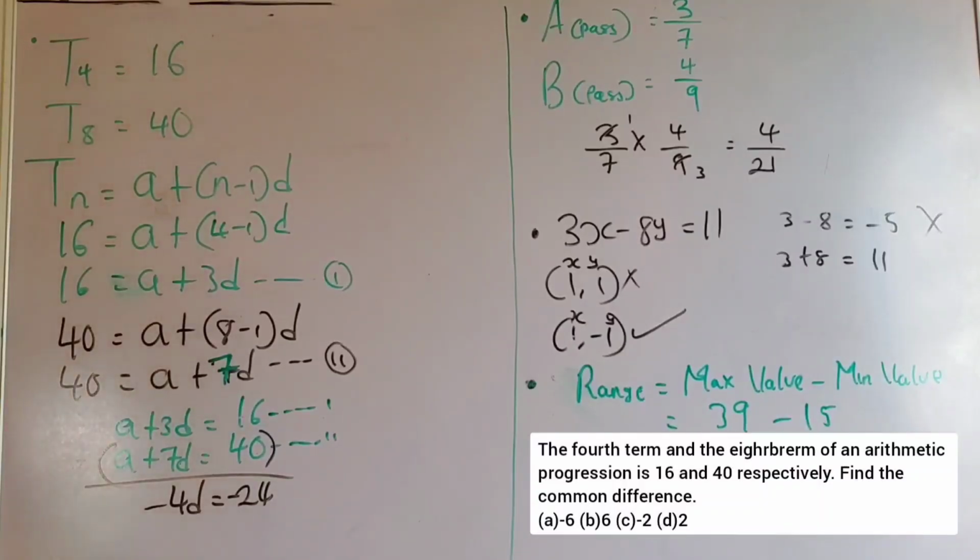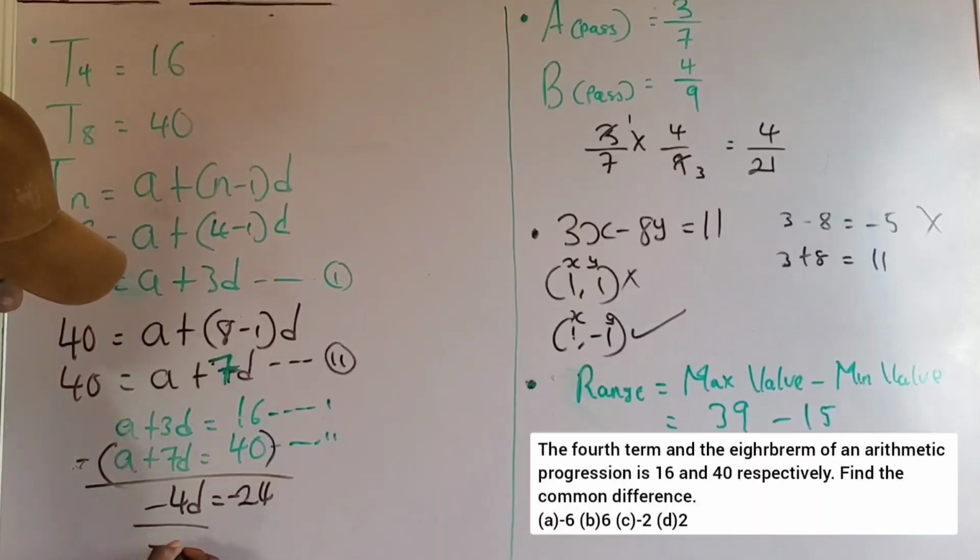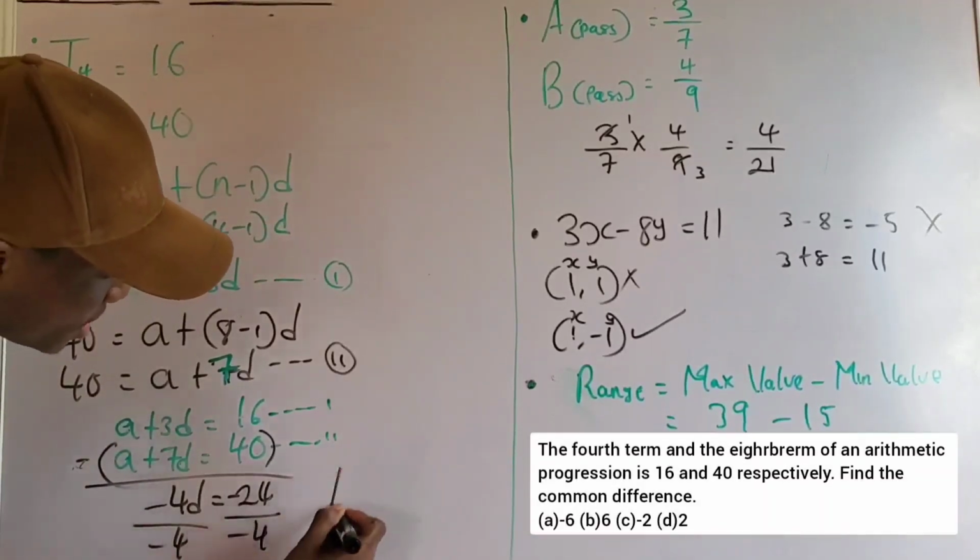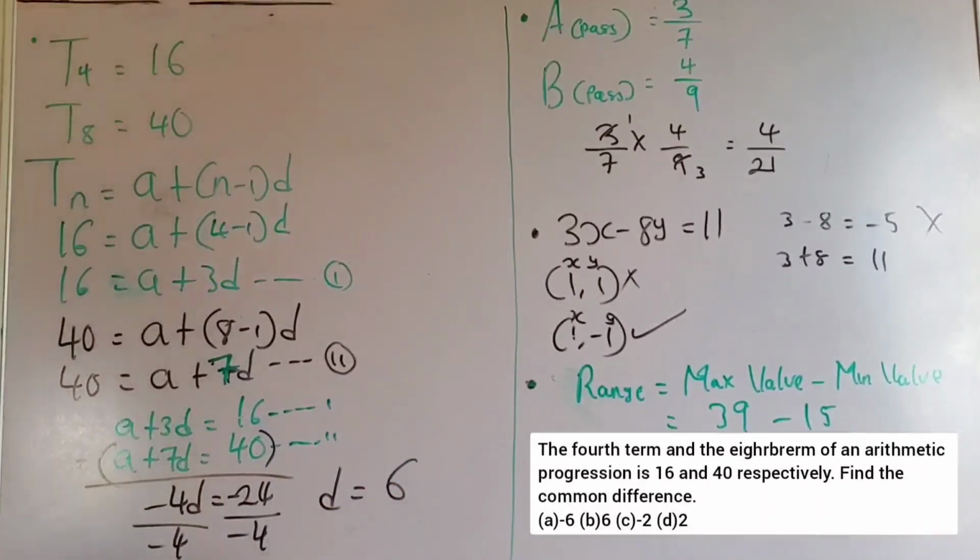Now, we are having negative 24. What is the next step? We are looking for d. Just divide both sides by negative 4. So I'm going to have this over negative 4 and this over negative 4. d equals 6, because 6 times 4 will give us 24. So, let us check for the right option in that question. We have A, negative 6. B, 6. C, negative 2. D, 2. The right option to that question is option B, which is 6.